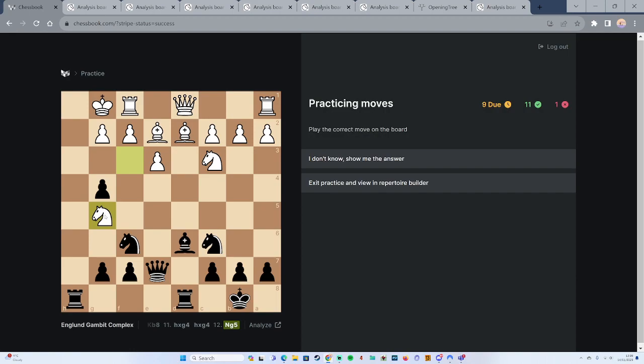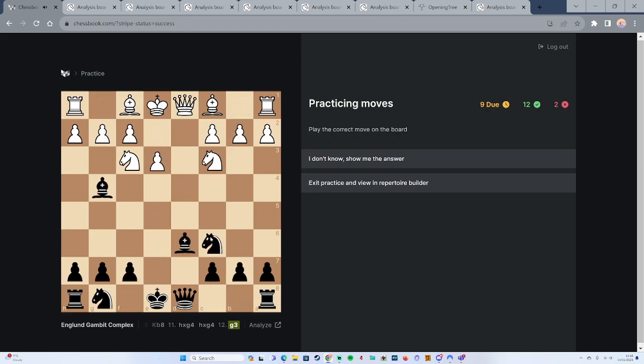Wait, what was the move here? Was it attack here? See, this is why I need to train it, because now I don't remember what the move is. Was it bishop check? Or was it that rook here? Bishop check. No. Rook here. Oh god, what was it? No, it was queen here.